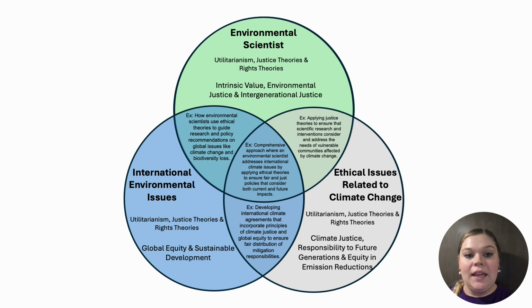all intersect. In the environmental scientist circle, we see ethical theories like utilitarianism, which guides decisions to maximize benefits and minimize harm, important when evaluating environmental policies or restoration efforts. Rights theories, including protecting individuals' rights to clean air, water, and involvement in decisions affecting their environment. Justice theories, which highlight fairness in how environmental benefits and burdens are distributed.